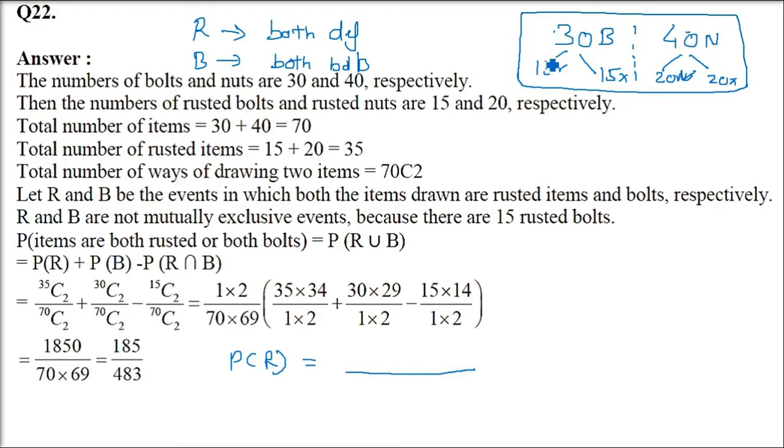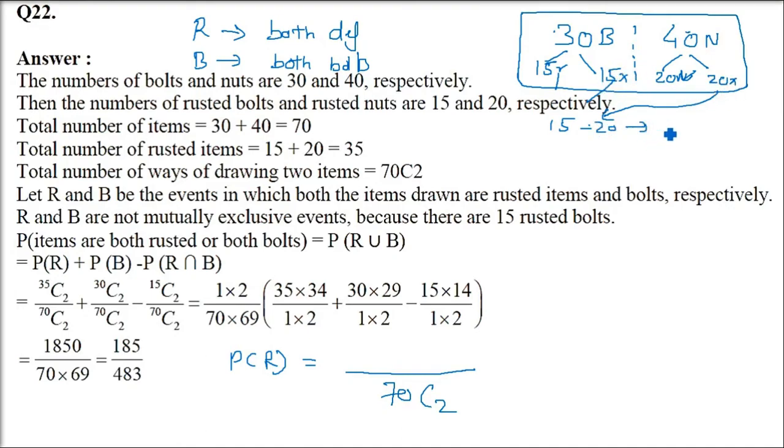Okay. So we have 40 plus 30, 70. We are picking 2 out of it, so 70C2. In the denominator, you have to find out the total number of cases. So 70 are total and you are taking 2 out. Now take the defective ones. How many defective in bolts? 15. How many defective in nuts? 20, half of them. 15 defective in bolts and 20 defective in nuts.